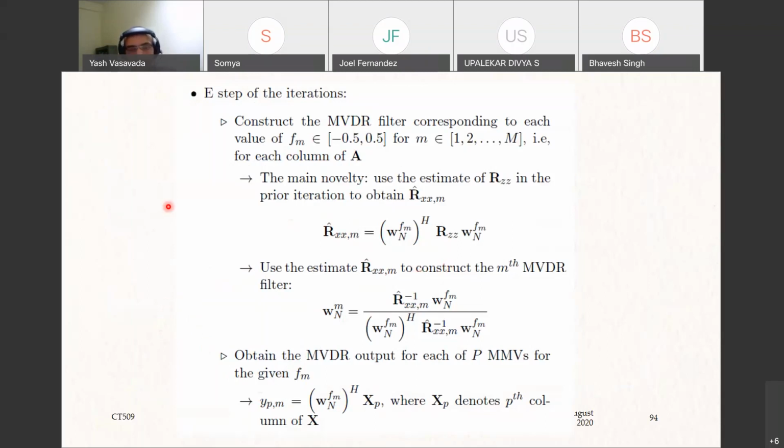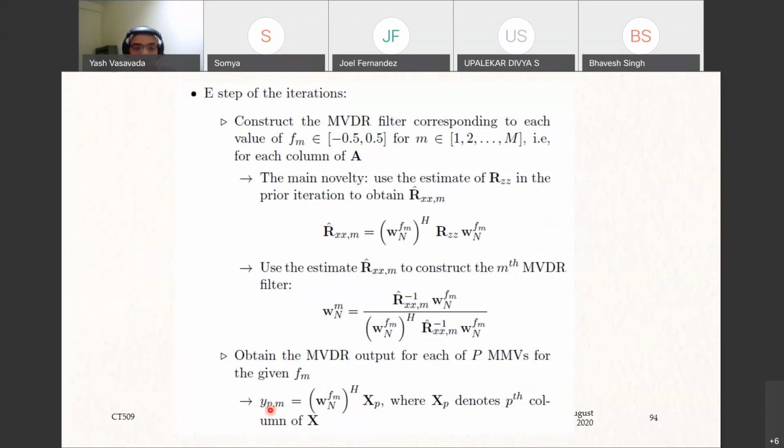Okay, so this is the first step of the EM algorithm. Now, the second step is simply to say that each of this total of capital P outputs gives me an indication of whether the signal is present or not.